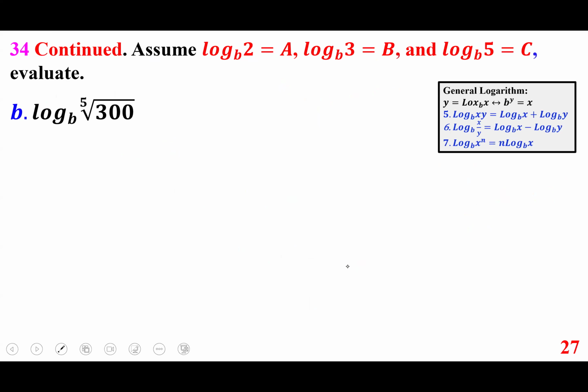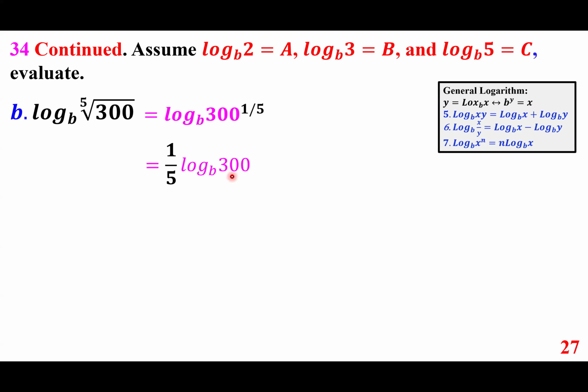We're going to continue with the same question. This time we are interested in log base b of the 5th root of 300. First, this means 300 to the power of 1/5. Second, according to number 7, the power rule, we can put the 1/5 in front.